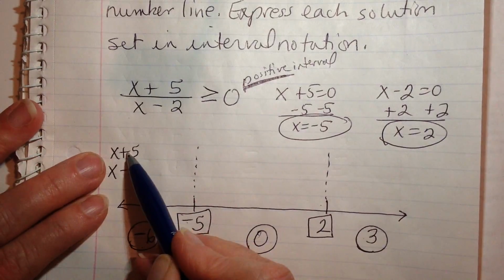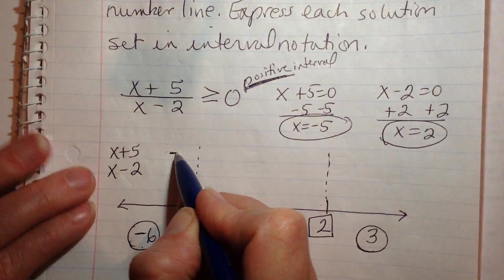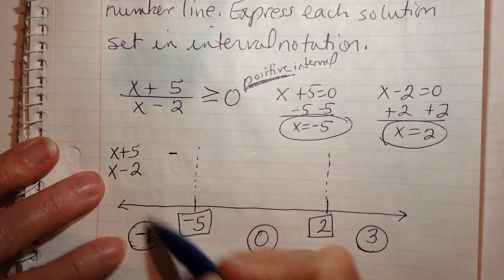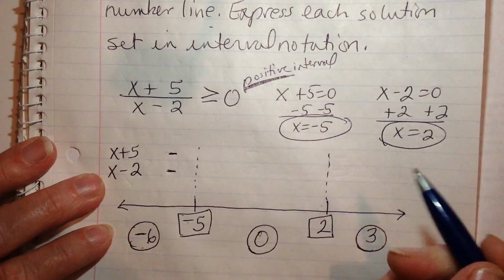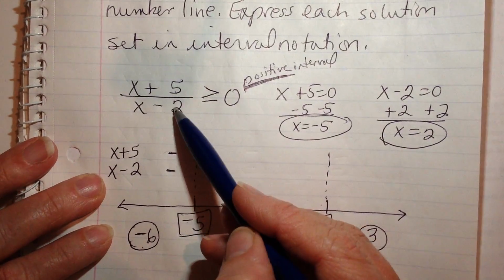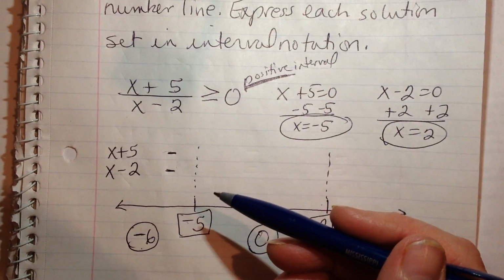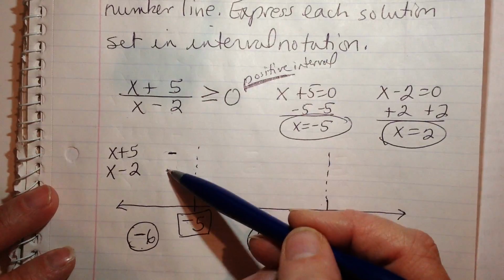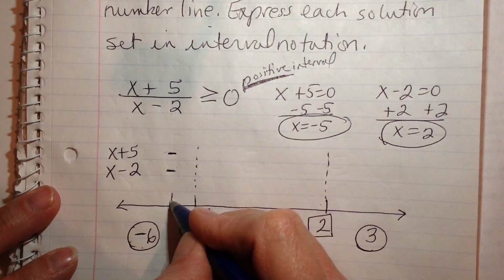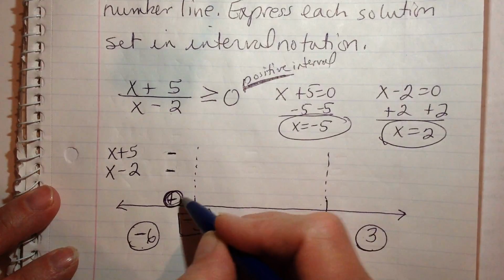Plugging in negative 6. Negative 6 plus 5 gives me negative 1, so I will place a negative. Negative 6 minus 2, that's negative 8. I will also place another negative. Now, in the original problem, these are being divided. Remember, your division and your multiplication rules of negatives and positives are the same. So a negative divided by a negative would give me a positive. You could also multiply those. You would still get a positive.